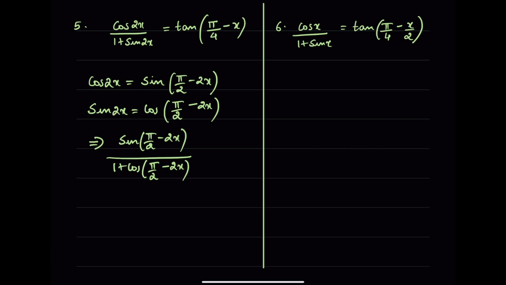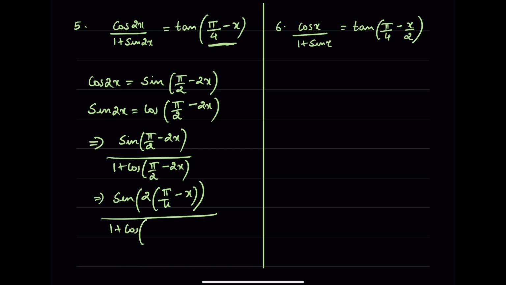Now to arrive at the value of pi by 4 minus x, we can rearrange this to sine of 2 times pi by 4 minus x, this whole thing divided by 1 plus cos of 2 times pi by 4 minus x. So this is of the format of sine 2x, where x is pi by 4 minus x, and cos 2x, which is pi by 4 minus x.